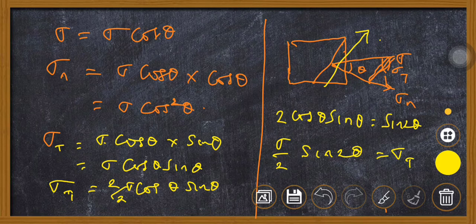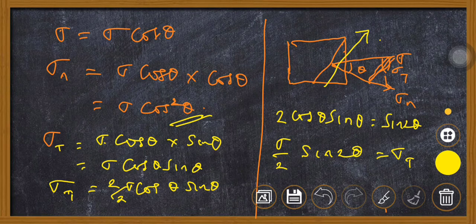So the stress on an oblique plane has two components. We have the normal stress, which is this, and we have the tangential stress, which is along the plane. Now, one thing I want you to note, I want you to understand about this stress: we can also find the maximum stress.